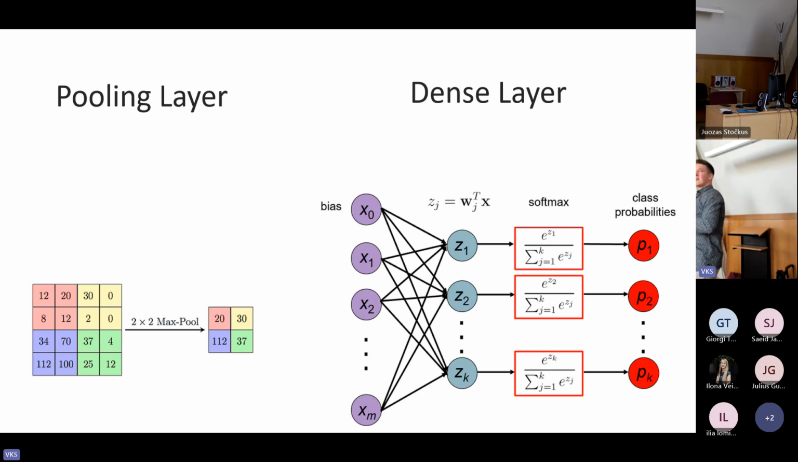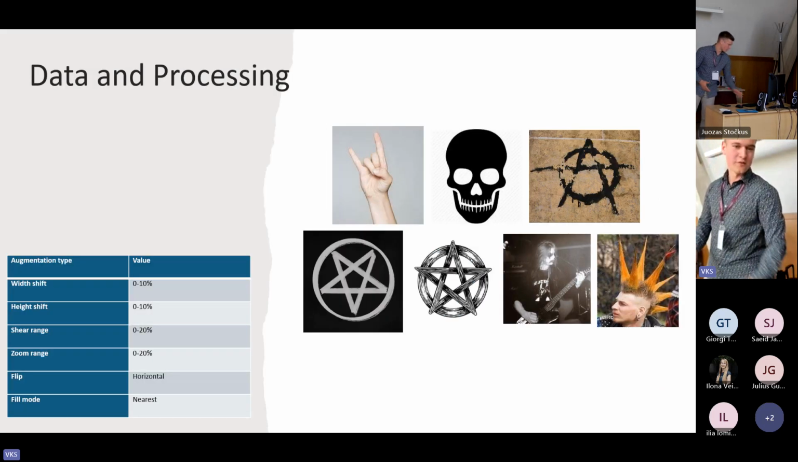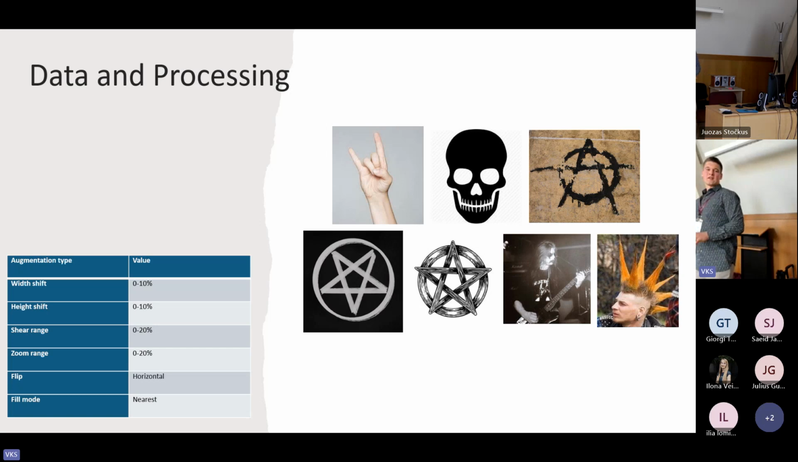Also, there is the dense layer, because on one hand we have pooling and convolutional layers that extract and refine features. On the other hand, we have dense layers that match the extracted features to the class probabilities. If we talk about the dataset, I chose seven classes. There were 100 images for each class. You may see examples of those classes to the left. And you also may see that, for example, pentagram, inverse pentagram, and anarchy contain mostly low-level features, while skull and horn gesture contain mid-level features, and punks and metalheads have high-level features.